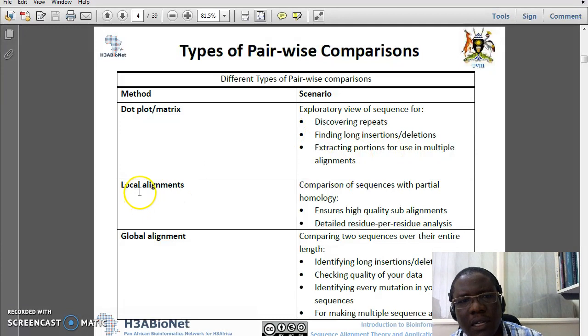You could go the local alignment approach, and here they are more suited for comparison of sequences with partial homology. This ensures that there's high quality subalignments and you have a more detailed residue per residue analysis. You could do the global alignment, and this is comparing sequences over their entire length. Here you're looking for long insertions or deletions, checking the quality of your data, trying to identify each and every mutation in your sequences, and for making multiple sequence alignments.